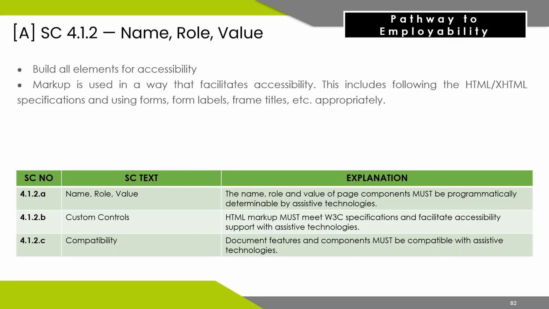The requirements for success criterion 4.1.2 name, role, value are: 4.1.2.A Name, role, value. The name, role, and value of page components must be programmatically determinable by assistive technologies. 4.1.2.B Custom controls. HTML markup must meet W3C specifications and facilitate accessibility support with assistive technologies. 4.1.2.C Compatibility. Document features and components must be compatible with assistive technologies.